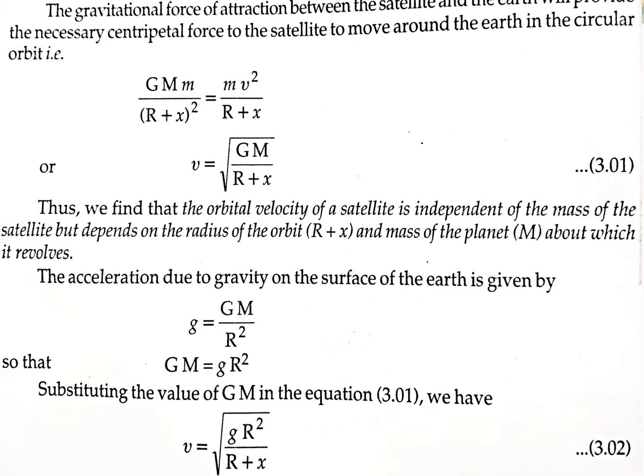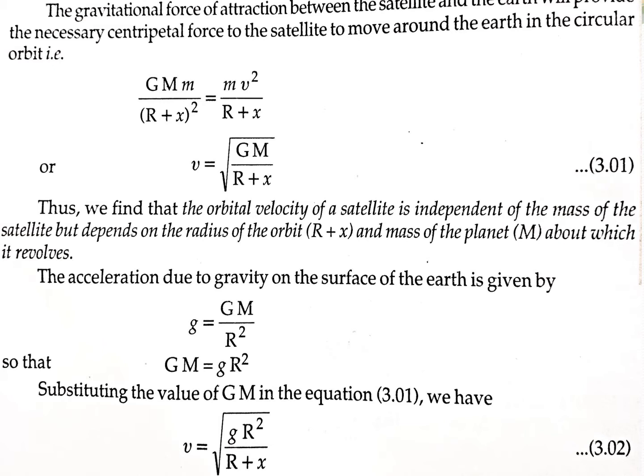We find that the orbital velocity of the satellite is independent of the mass of the satellite but depends upon the radius of the orbit. Radius of the orbit is R plus x, where R is the radius of Earth and x is the distance, and mass of the planet, capital M, about which it revolves.